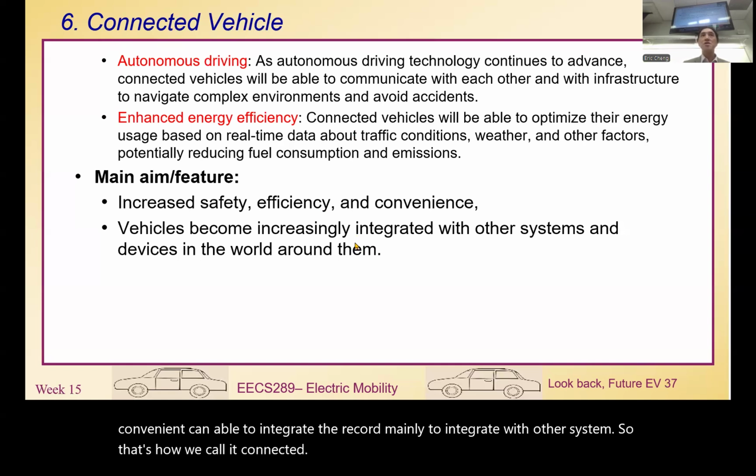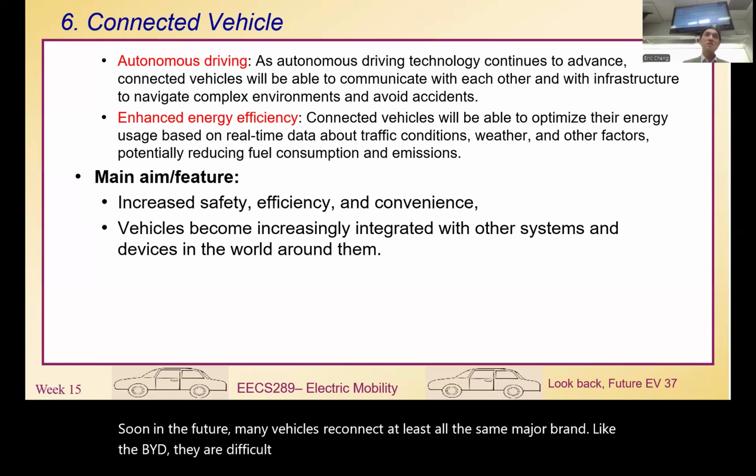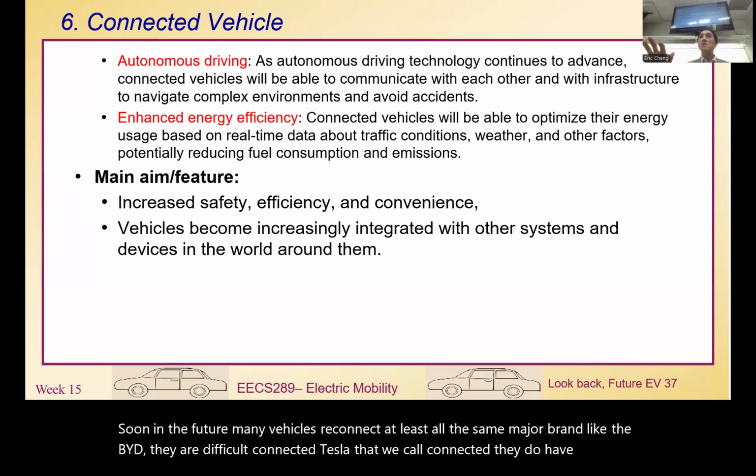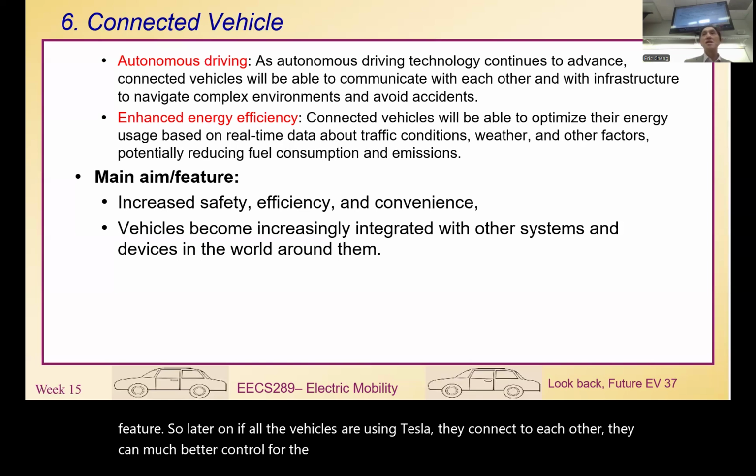In the future, many vehicles will be connected. At least all the major brands, like BYD, their vehicles are connected. Tesla, their vehicles are connected. They do have some features. So later on, if all the vehicles are using Tesla, they connect to each other, and they can have much better control for city planning, traffic control, less traffic jam, and fewer accidents, because the vehicle knows what other vehicles are doing.